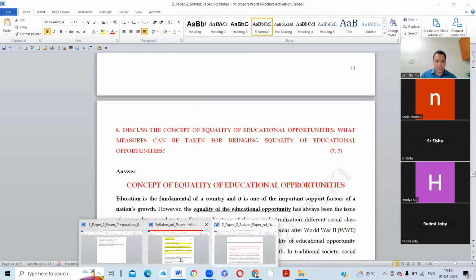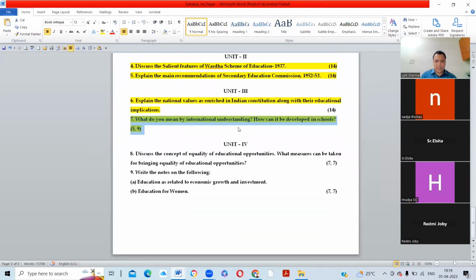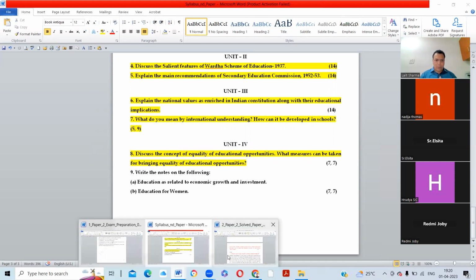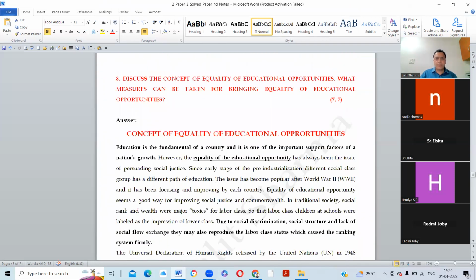Now the next question is the 8th question of the 4th unit. It is the last. Discuss the concept of equality of educational opportunities. What measures can be taken for bringing equality of educational opportunities? After this we will discuss the syllabus. Look, the last question, equality of educational opportunities. I have made notes for you also, you can see that.